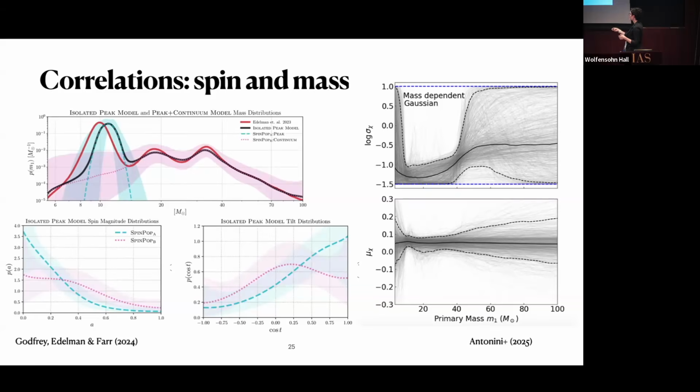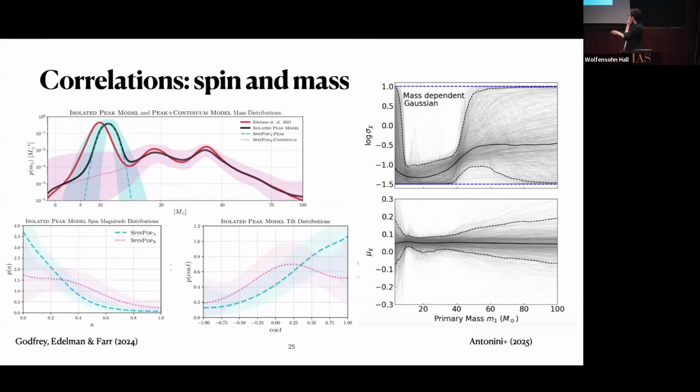One is this paper by Jackson Godfrey, Bruce Edelman, and Ben Farr, where they basically allowed for a different spin distribution in this 10 solar mass peak compared to this continuum. So in blue is one subpopulation, and in pink is this other subpopulation. And if you allow those different subpopulations to have different spins, this is the spin magnitude they inferred.